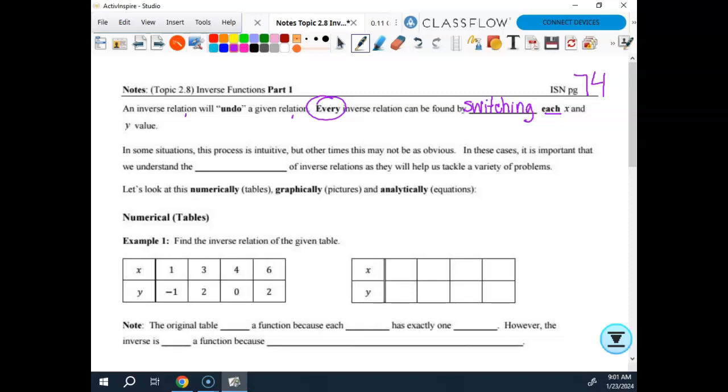All right, in some situations, this process is intuitive, meaning that it's kind of obvious, you know what to do, it's no big deal. But at other times, it may not be as obvious. In these cases, it is important that we understand the concept of the inverse relations, as they will help us tackle a variety of problems. So a lot of times you know what to do, and you do it because your teacher said when you see this, do this, but you don't understand the concept of why you're doing it. That's why some questions, when they're asked differently, you're completely lost on, because it doesn't look exactly like the rest, whereas when we understand the concept, we can apply it to other things.